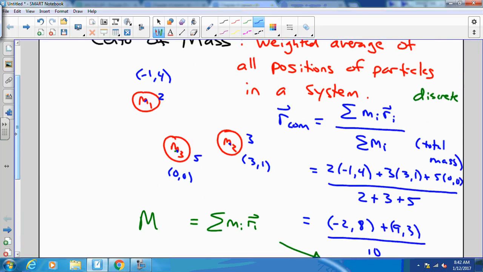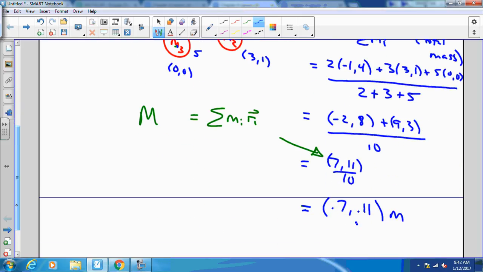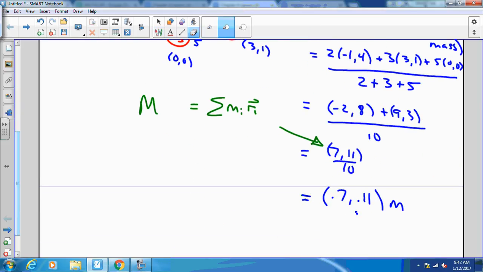Well, before I do that, let's come back and look at where our center of mass is located. It's located at 0.7, so it's going to be over there and up by, did I do my math wrong? I did my math wrong.